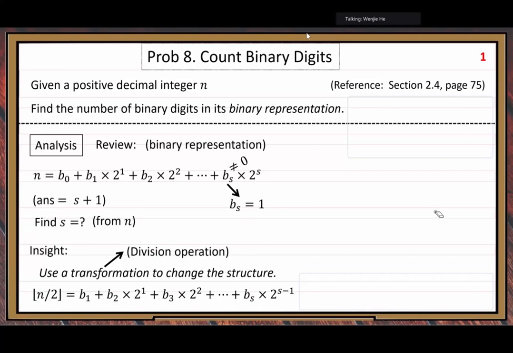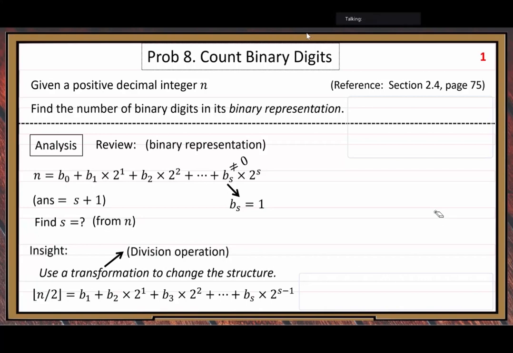So for all the terms except the first one, you don't have the fractional part. You only have the integer part. But the first term, you may have the fractional part, right? When B0 is 1, you have the fractional part, but you just drop it. No matter B0 is 0 or 1, it's gone, right? After you take the floor function, it's gone.